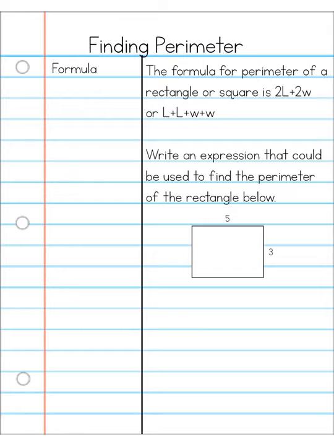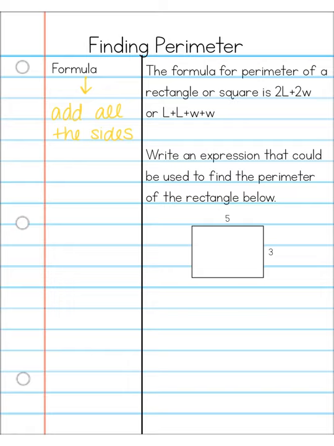The next thing we're going to talk about is the formula or the process for finding perimeter. The formula for perimeter of a rectangle or square is 2 times the length plus 2 times the width, or length plus length plus width plus width. This is basically just a fancy way of saying add all the sides. We're going to add in the length twice and the width twice because we want to make sure we're accounting for all 4 sides of a rectangle or square.